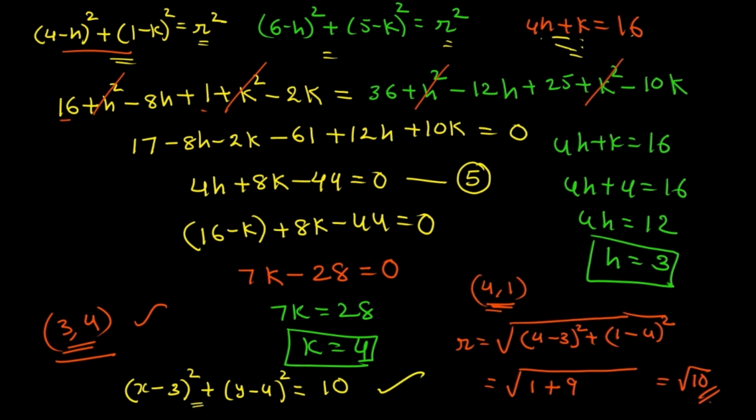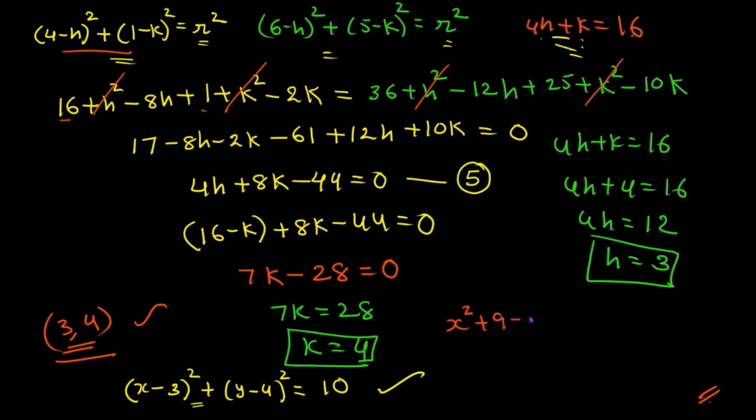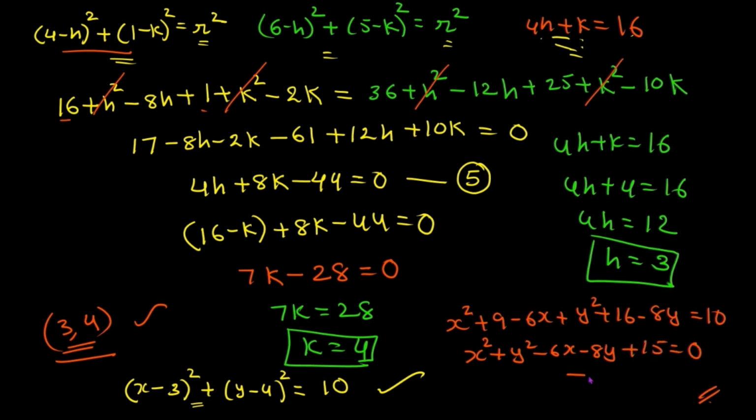How do you expand this? x square plus 9 minus 6x, right? Plus y square plus 16 minus 8y equal to 10, right? The circle equation can be written like x square plus y square minus 6x minus 8y. So here 16 plus 9 is 25, 25 minus 10, 15, right? So plus 15 equal to 0.